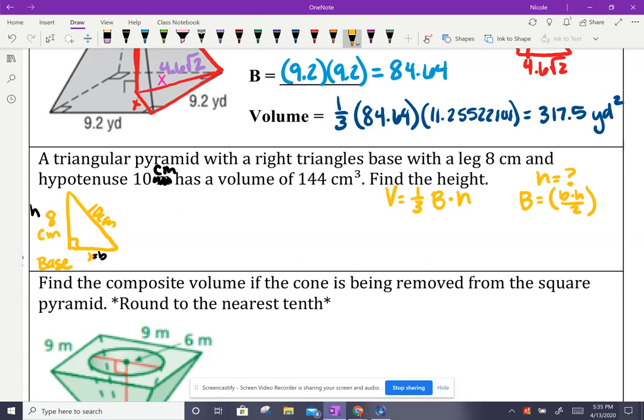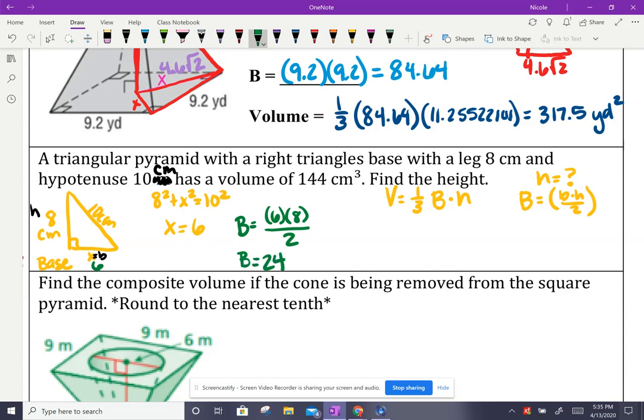Since it's a right triangle, I'll just do Pythag. So 8 squared plus x squared equals 10 squared, and x ends up being 6 because of Pythagorean triples. So that base is 6. The area of the triangle is the base, 6, times the height, 8, over 2. So 6 times 8 divided by 2 is 24.